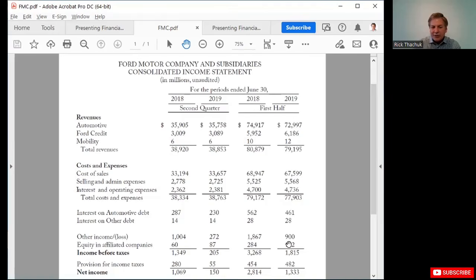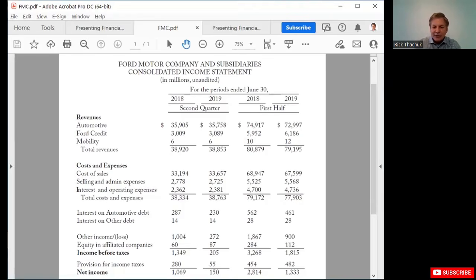Other income is singular, and since this is positive, it is income. If it were a loss, it would be in brackets, so I do not need to mention loss here. This, in fact, is income. So this would be presented as: other income at Ford Motor Company and subsidiaries was 900 million US dollars in the first half of 2019.